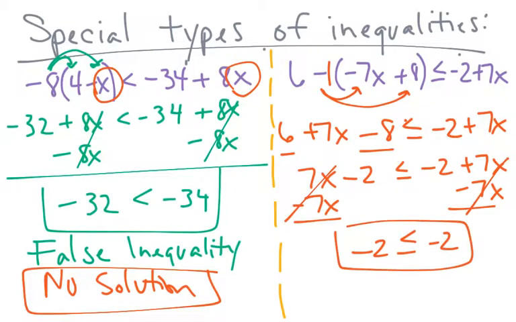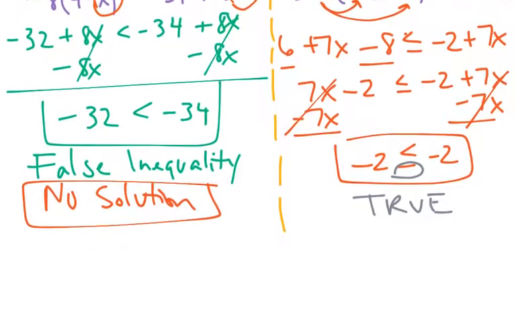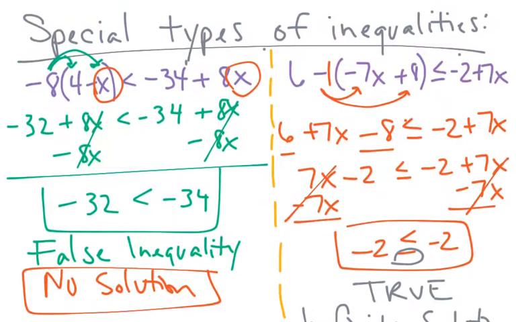Well, because there's an equal to sign here, this makes this inequality true, because they are equal. They don't always have to be less than, it could just be equal. So because this is true, this leads to the solution infinite solutions, which remember means that any number that you plug in for x, no matter what that x value is, this will always be true.